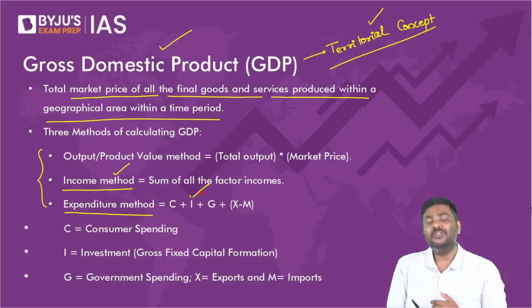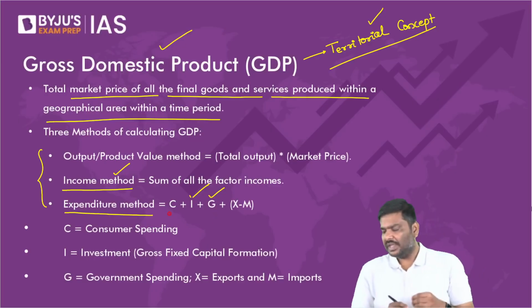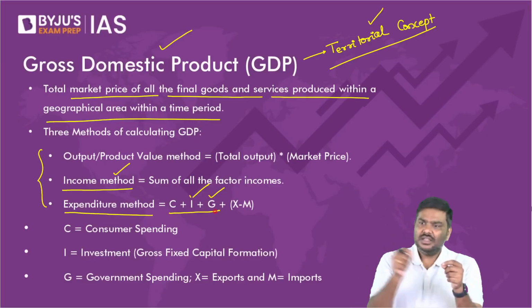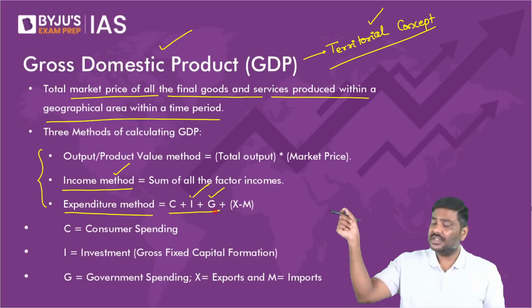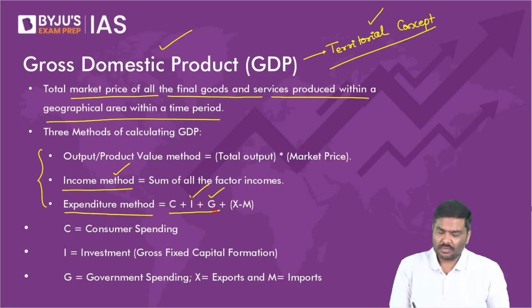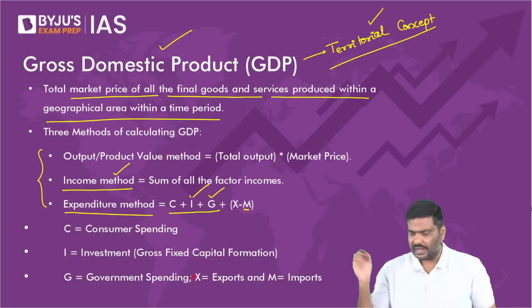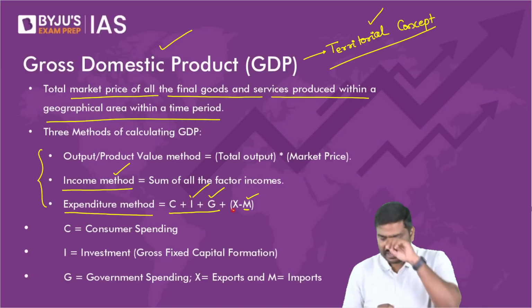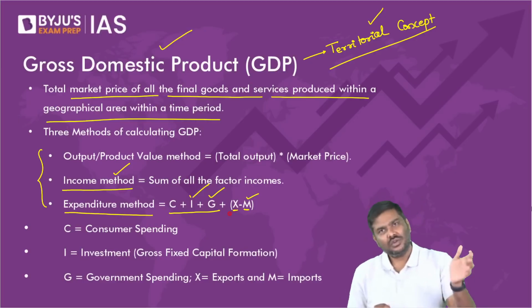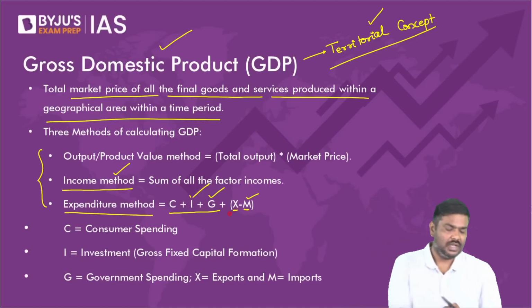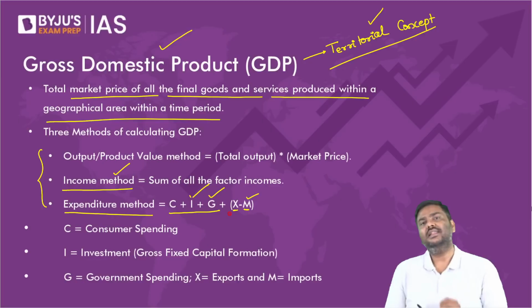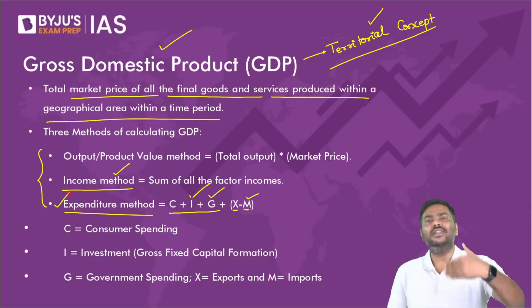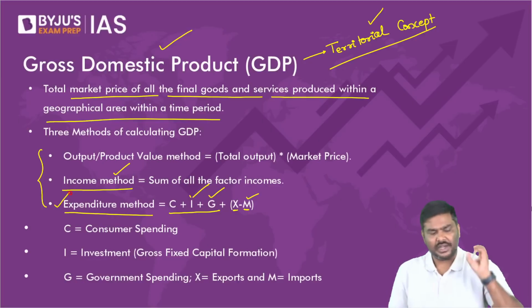But one of the factors that you need to consider is that some of these final goods and services are imported. So subtract whatever has been imported. And some of the final goods and services which are produced in India are exported. So add these exports. That will give you the market prices of all the final goods and services which are produced in India.